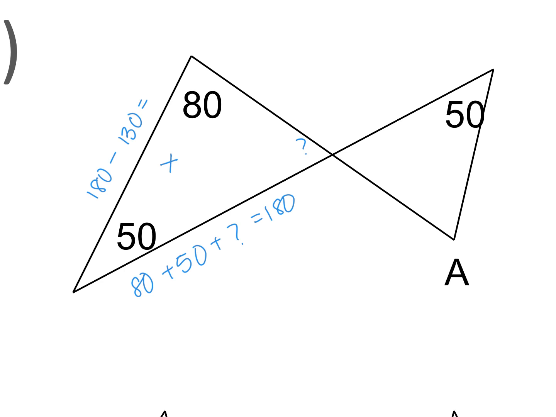What's 180 minus 130? 50. Good. So that means this angle measurement right here is 50 degrees. What do I know about my vertical angle? The other side is also 50 degrees. So what should the measure of angle A be? 80 degrees.